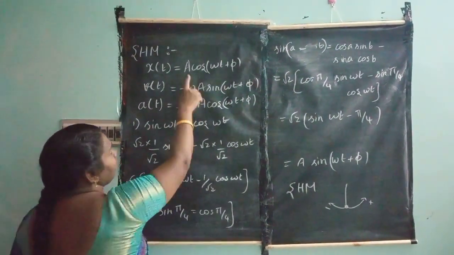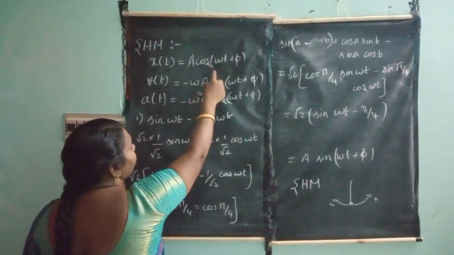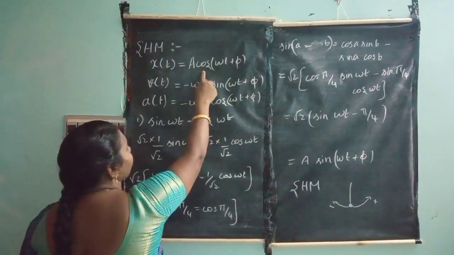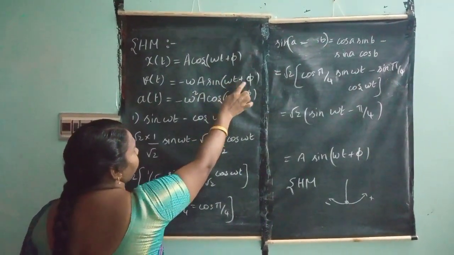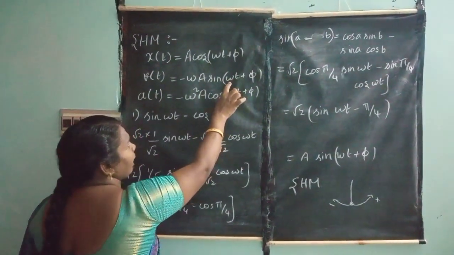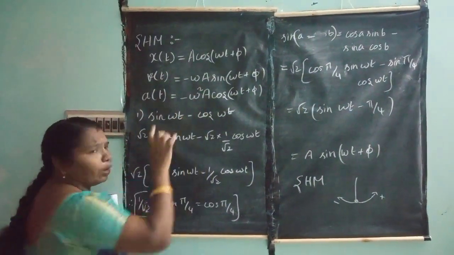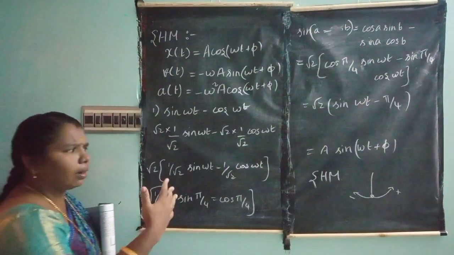Because see here, A cos(omega t plus phi). When I differentiate cos omega t, it becomes minus sin(omega t plus phi). With respect to t, again I am differentiating, you get the omega. Did you get it? You don't go for the geometrical approach.